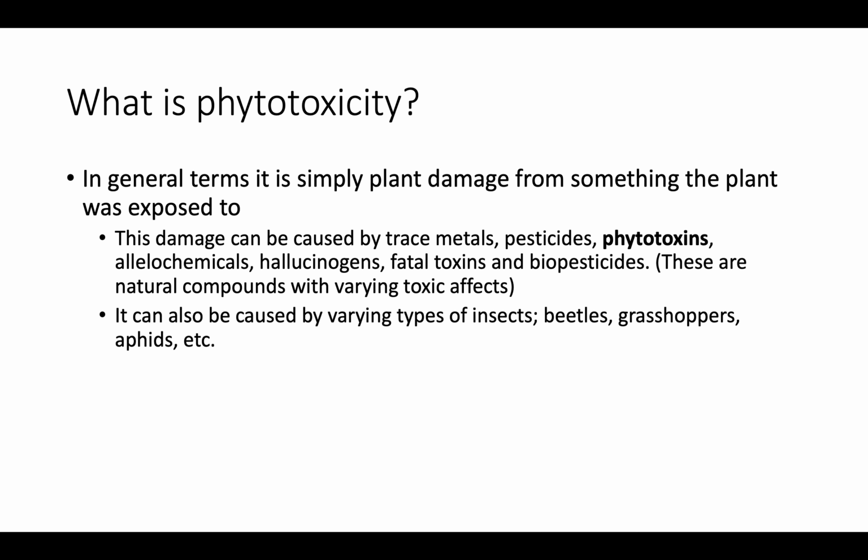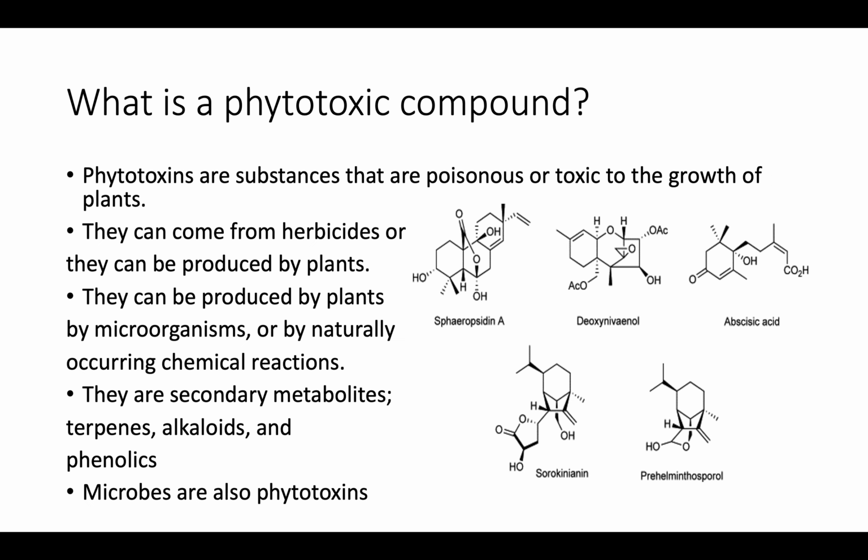This damage can be caused by trace metals, pesticides, allelochemicals, hallucinogens, fatal toxins, and biopesticides. They are all natural compounds that have varying toxic effects. Phytotoxicity can also be caused by varying types of insects, for example, beetles, grasshoppers, aphids, and even caterpillars, but there are many more. So, phytotoxic compounds, what are they?